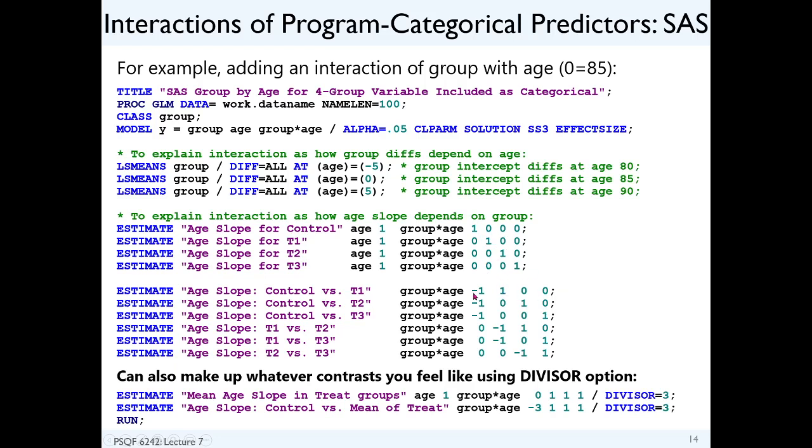More generally, the group that you want as the reference for the comparison is the minus 1. The group that you want as the alternative is the 1, and zeros are used for the groups that are irrelevant, and these must sum to 0 within a line. And here's the same idea with the divisor option, so that you could lump together age slopes across groups and test age slope differences across groups as well.